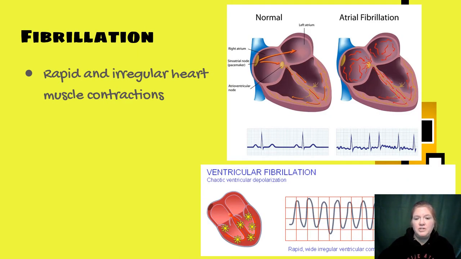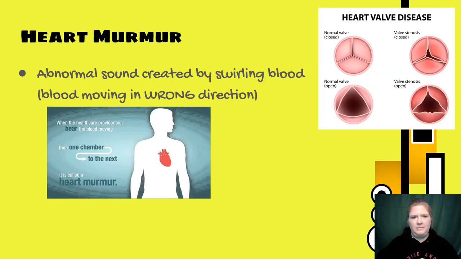Fibrillation. Okay, so fibrillation is rapid and irregular muscle contractions. We can have AFib or atrial fibrillation, which is that sawtooth pattern, or we can have ventricular fibrillation or VFib, and that's those random weird EKG, and that is unable to sustain life.